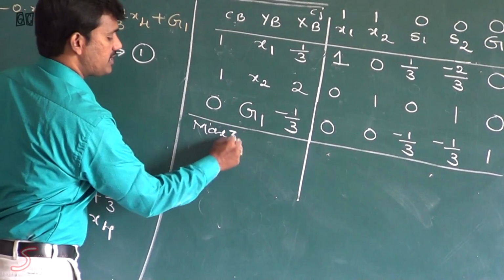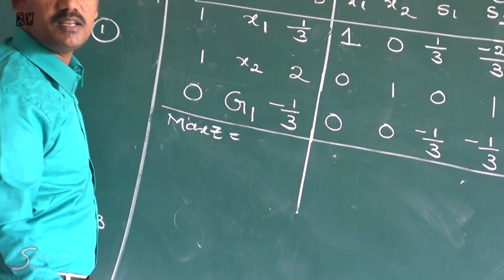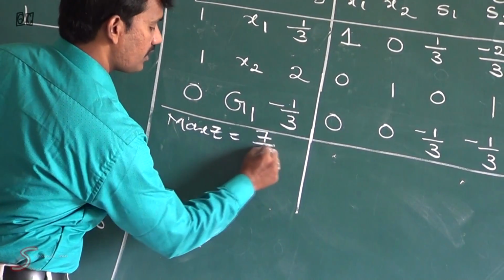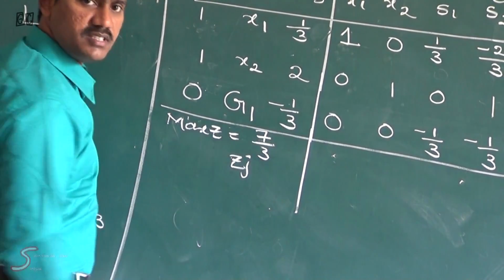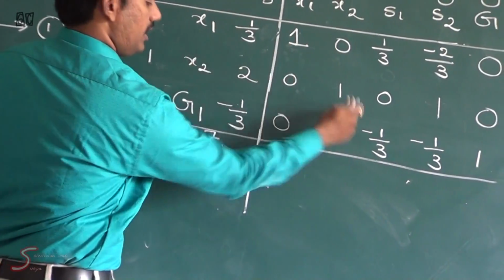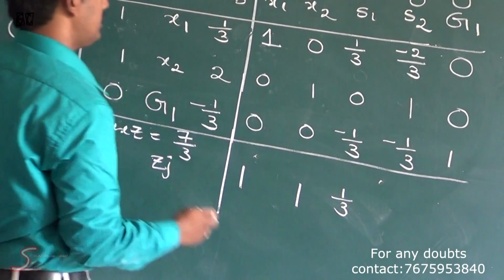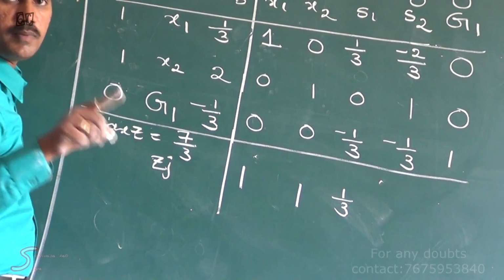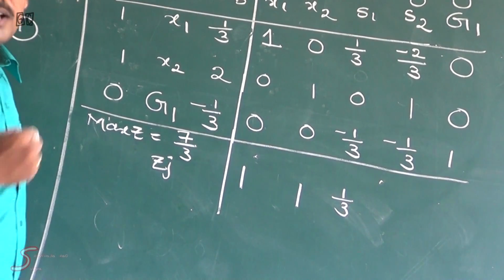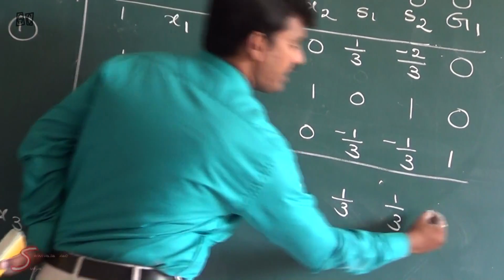So that is maximum of Z equal to summation CB into XB, 1 by 3 plus 2. That is 1 by 3 plus 2, that is 7 by 3. Zj, that is summation CB into Xj: 1, 0, 0, that is 1. 0, again 1. 1 by 3 into 1, that is again 1 by 3 plus 0, that is 1 by 3. That is minus 2 by 3 plus 1, that is 3 minus 2 by 3. That is again 1 by 3. That is again 0 and again 0.